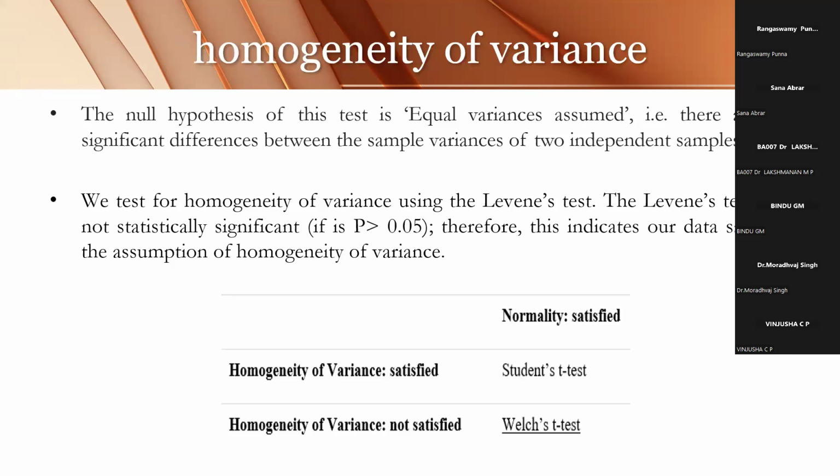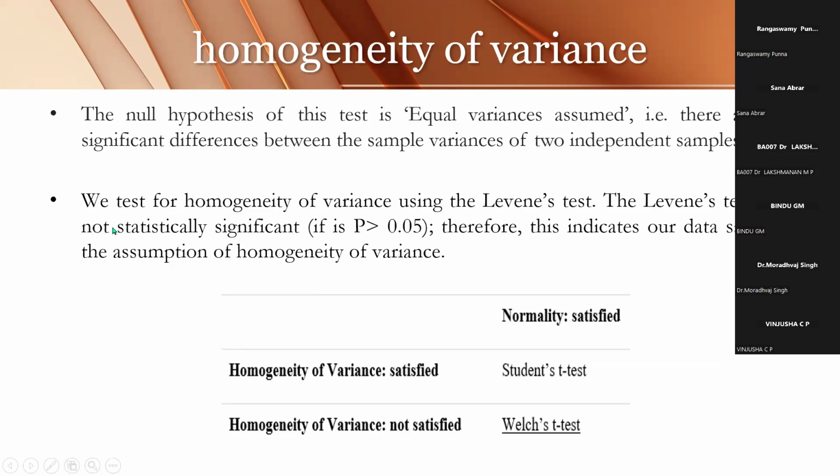Now, when it comes to the homogeneity of the variance, the null hypothesis of this test is equal variance assumed. That is, there are no significant differences between the sample variances of two independent groups. For example, we test for homogeneity of the variance using Levene's test. We are going to take the help of Levene's test to understand whether, within our data, homogeneity of the variance is assumed or not.